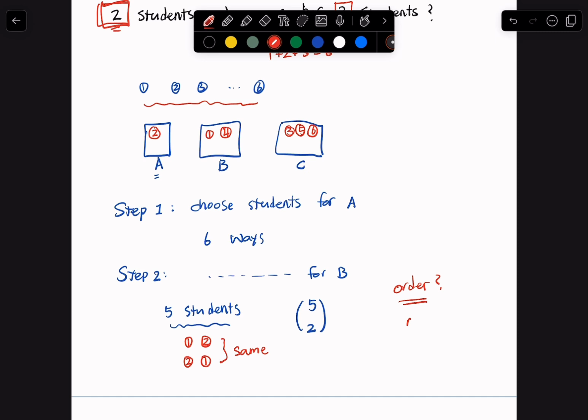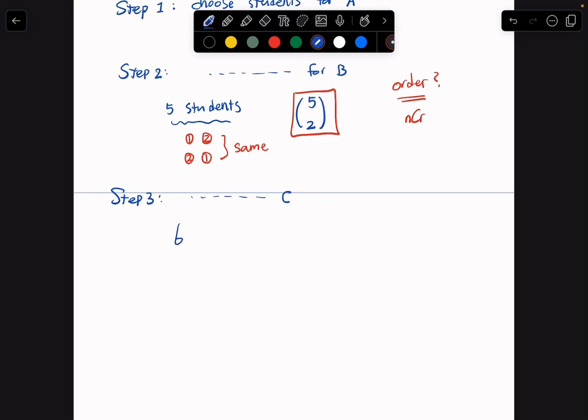Okay, and we have our last step, which is exactly the same. We're choosing students for the last room C. Originally, I have 6 students, right? And after my first step, 1 student is chosen, so I have 5 students left. After the second step, 2 more students are chosen, so I have 5 minus 2, which is 3 students left. And don't forget that for room C, I need exactly 3 students, so I'll just let the 3 students left go there. I have no choice anymore, right? So I have only one way to complete my third step.